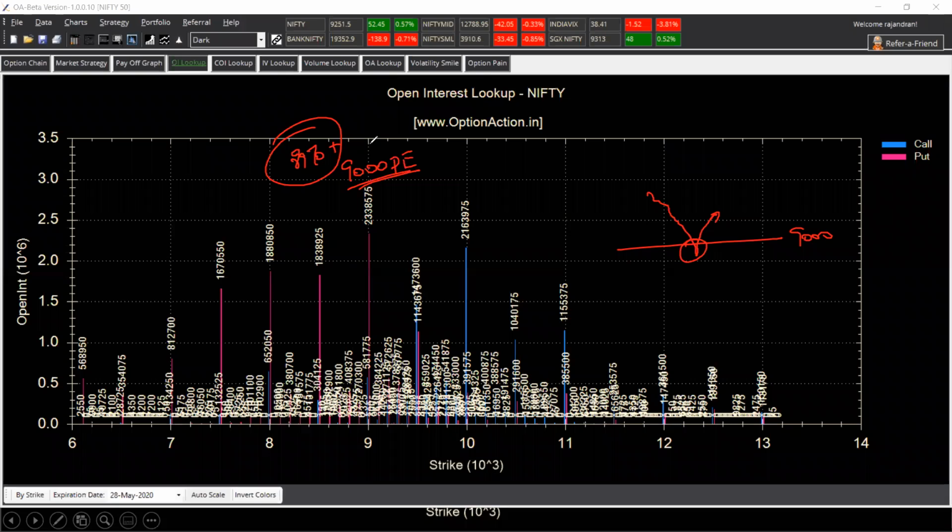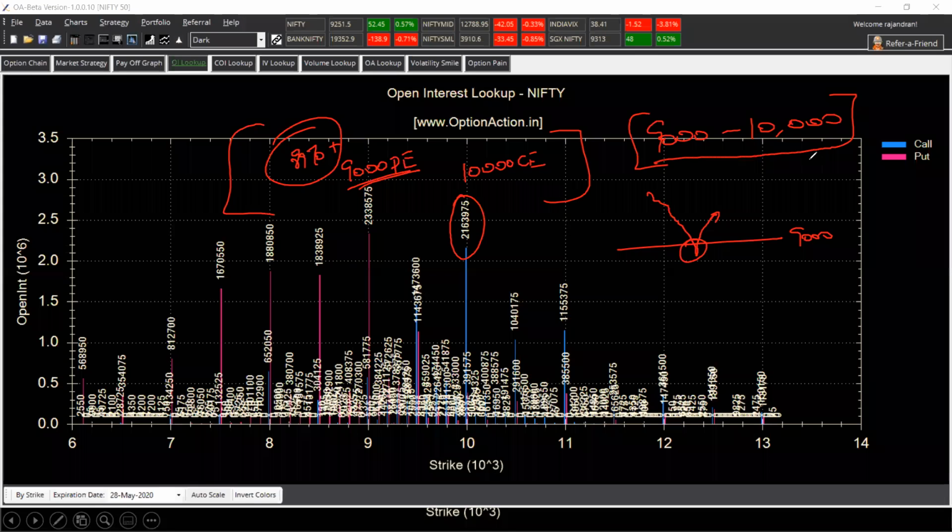But if you want to not get into that emotional trap, you need to know what the monthly option traders are trying to do. They are writing comfortably around 9,000 levels. On the upside also, they are writing around 10,000 levels. This is the 10,000 call they've been writing. So the broader range for this month, roughly 9,000 to 10,000, is the option writers' expectation. Not necessarily true, but this has a high probability.